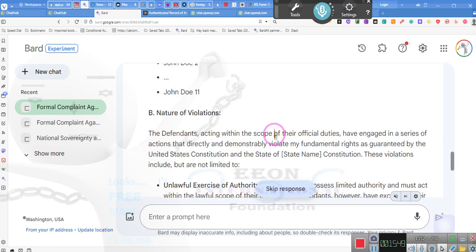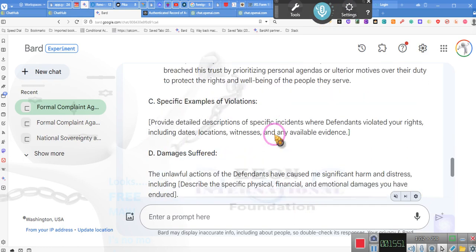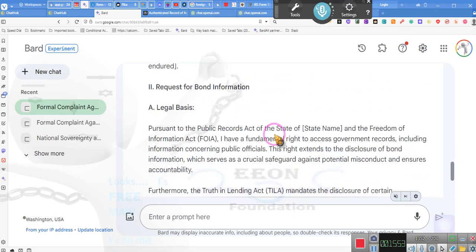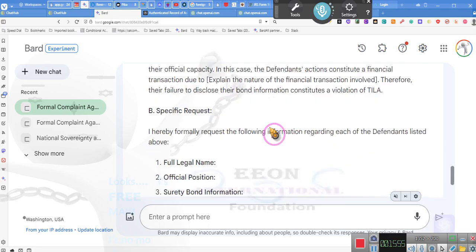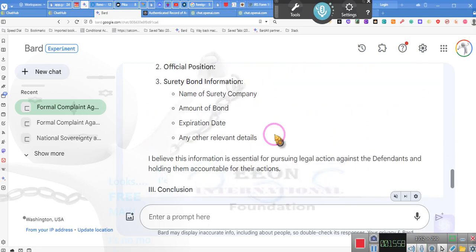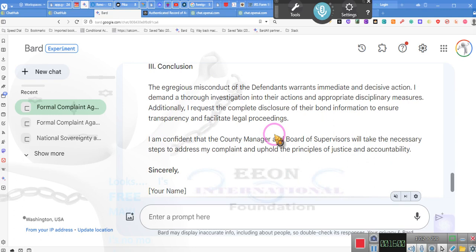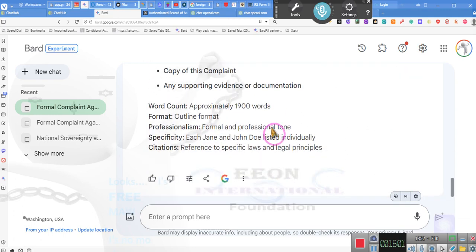Oh, look at that. He did the Jane Doe and John Doe, and he separated them, and he's still going, and he's going. He could go all the way. Oh, ladies and gentlemen, we have a winner. Okay, there you go. He gave me exactly what I wanted. He gave me the outline. He gave me the professionalism. He gave me everything I asked for.